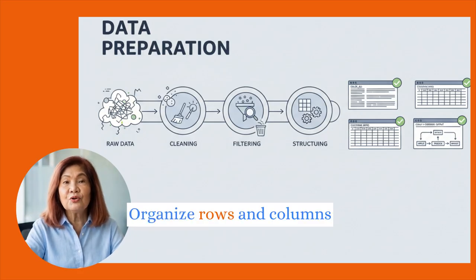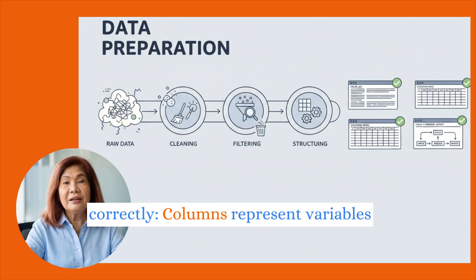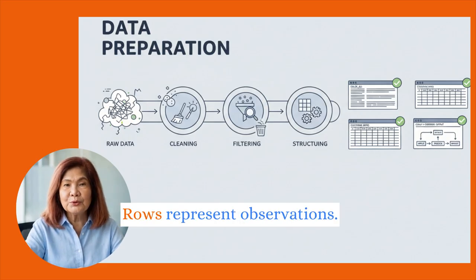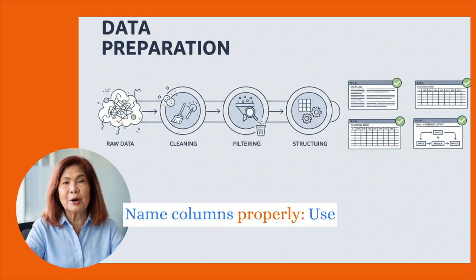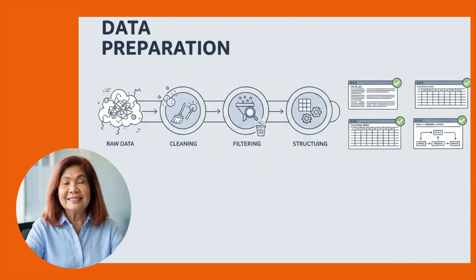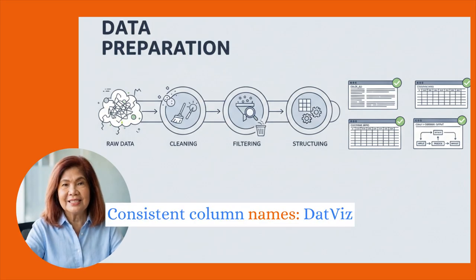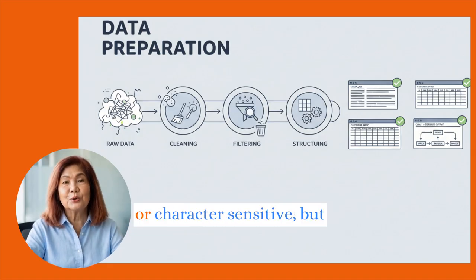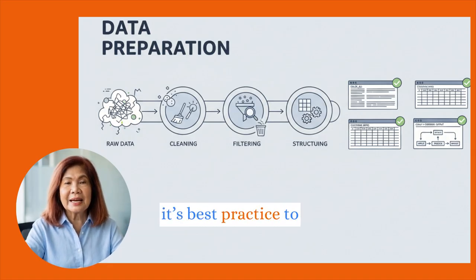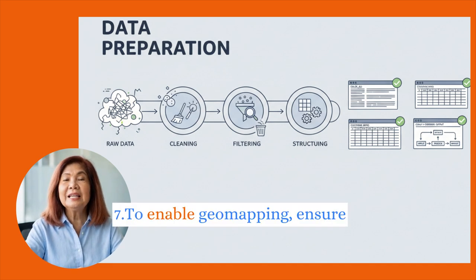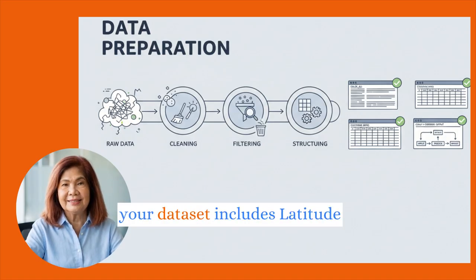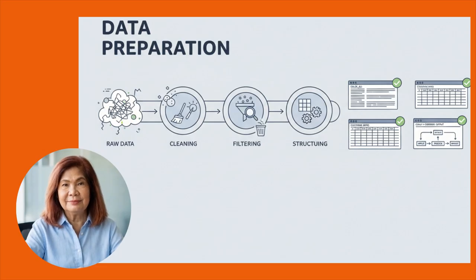4. Organize rows and columns correctly. Columns represent variables. Rows represent observations. 5. Name columns properly. Use short, clear, and meaningful column names. 6. Consistent column names. DatViz AI is not case or character sensitive, but it's best practice to use column names exactly as they appear in your header. 7. To enable geomapping, ensure your dataset includes latitude, lat, and longitude, long columns.